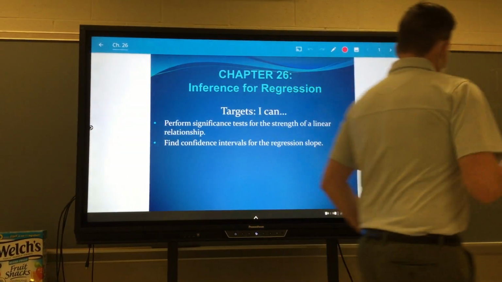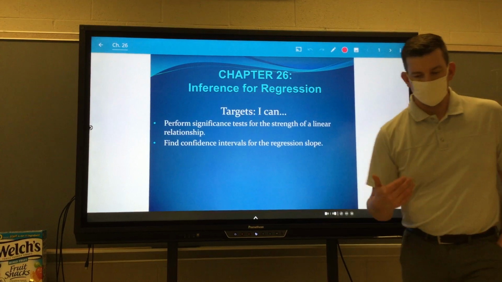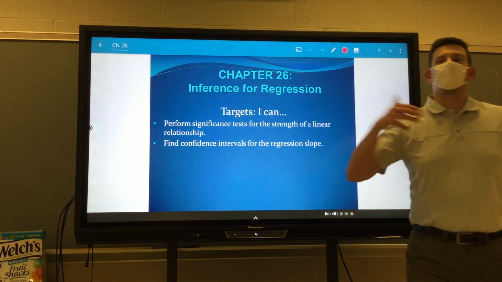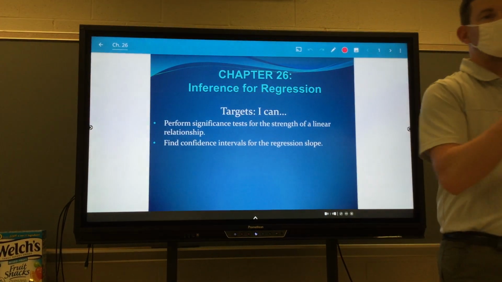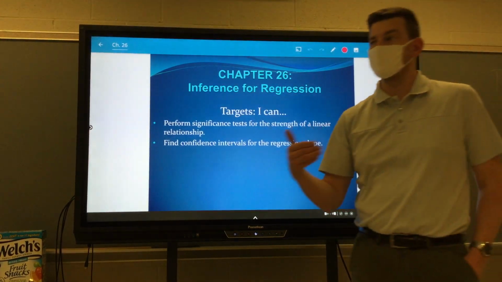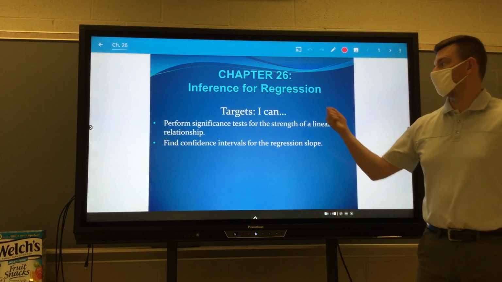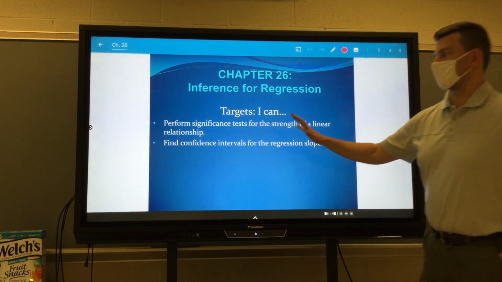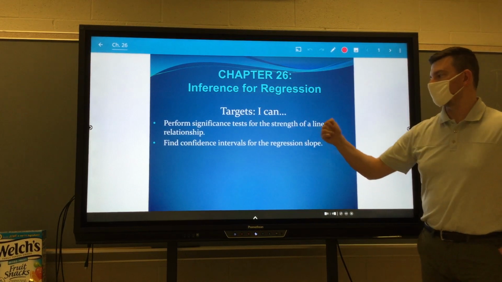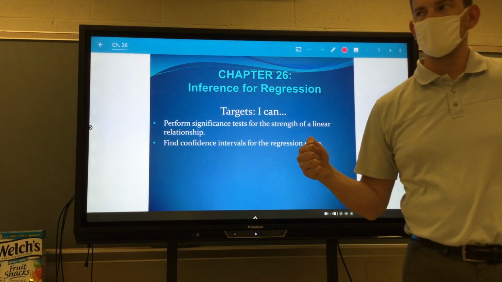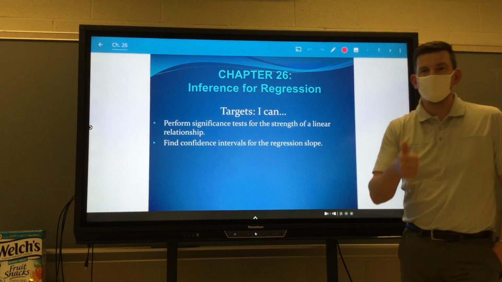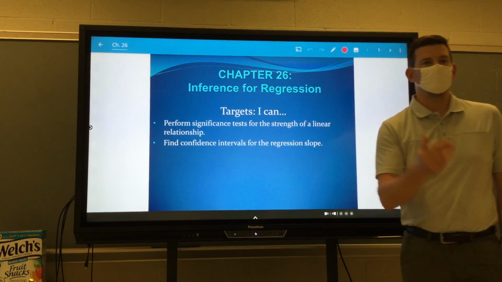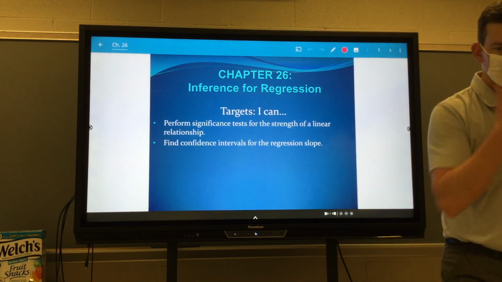So when we're talking about inference, we know that we have this idea about what's expected versus what we obtained. And we're still making that comparison when we're looking at a regression analysis. Okay? Our targets here perform significance tests for the strength of a linear relationship. And we already have a way of measuring the strength with correlation. But we know that correlation does not imply causation.